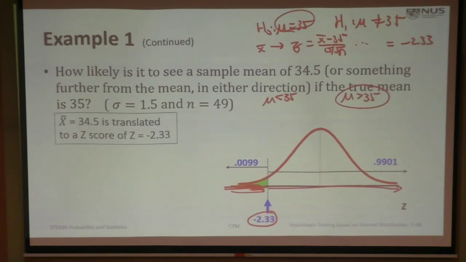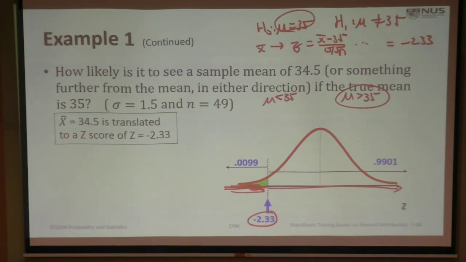So what do I expect? I expect x bar under the alternative, mu bigger than 35, should be bigger, which leads to a bigger z value. Now I got minus 2.33. I ask myself, how likely will I get something bigger than minus 2.33? Very big chance. So what I see is not extreme if I consider the alternative mu bigger than 35.